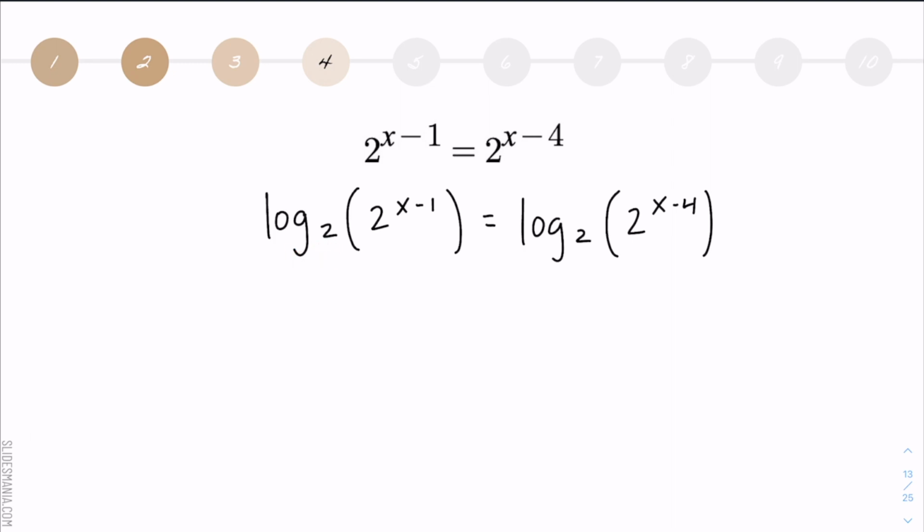Log base 2 of an exponential with base 2 leaves us with x minus 1. Same over here, those are inverses. Okay, and so from here, we can just solve for x. So we're going to subtract x from both sides, and you're probably noticing something. We're left with -1 equals -4. And because that is a false statement, here we have no solution.